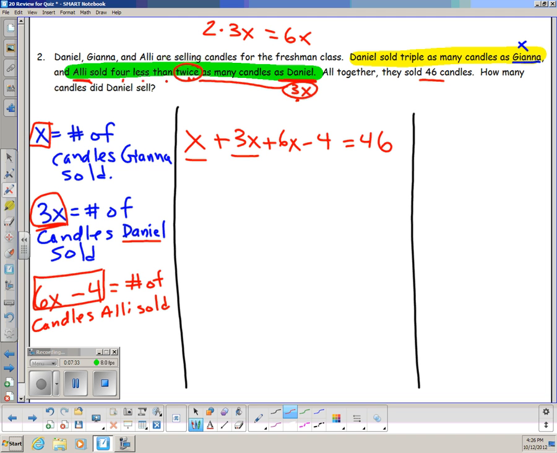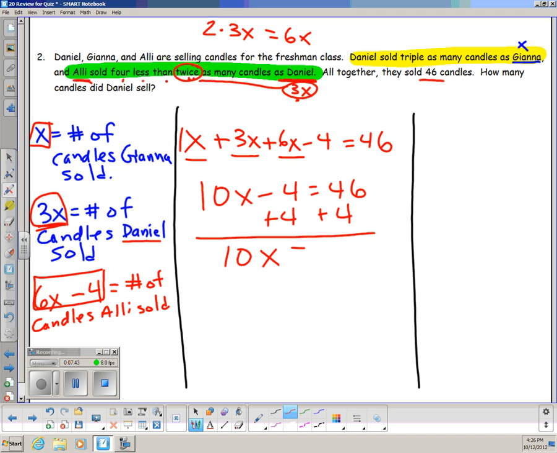X plus 3X plus 6X is 10X. Remember, there's a 1 in front of the X. Minus 4 equals 46. Add 4 to both sides. 10X equals 50. Divided by 10, and X equals 5. The third column is reserved for answering the question.